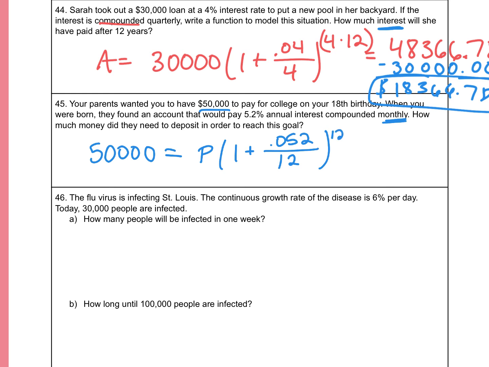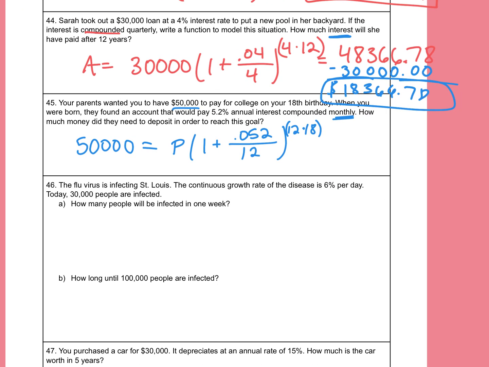Compounded monthly, which just means 12. And then it says 18th birthday, so that's 18 years after you were born, okay? And again, make sure we type that in parentheses when we do evaluate that. So now we're solving an actual equation here. So what I'm gonna do is plug in and just simplify the parts that I do know.